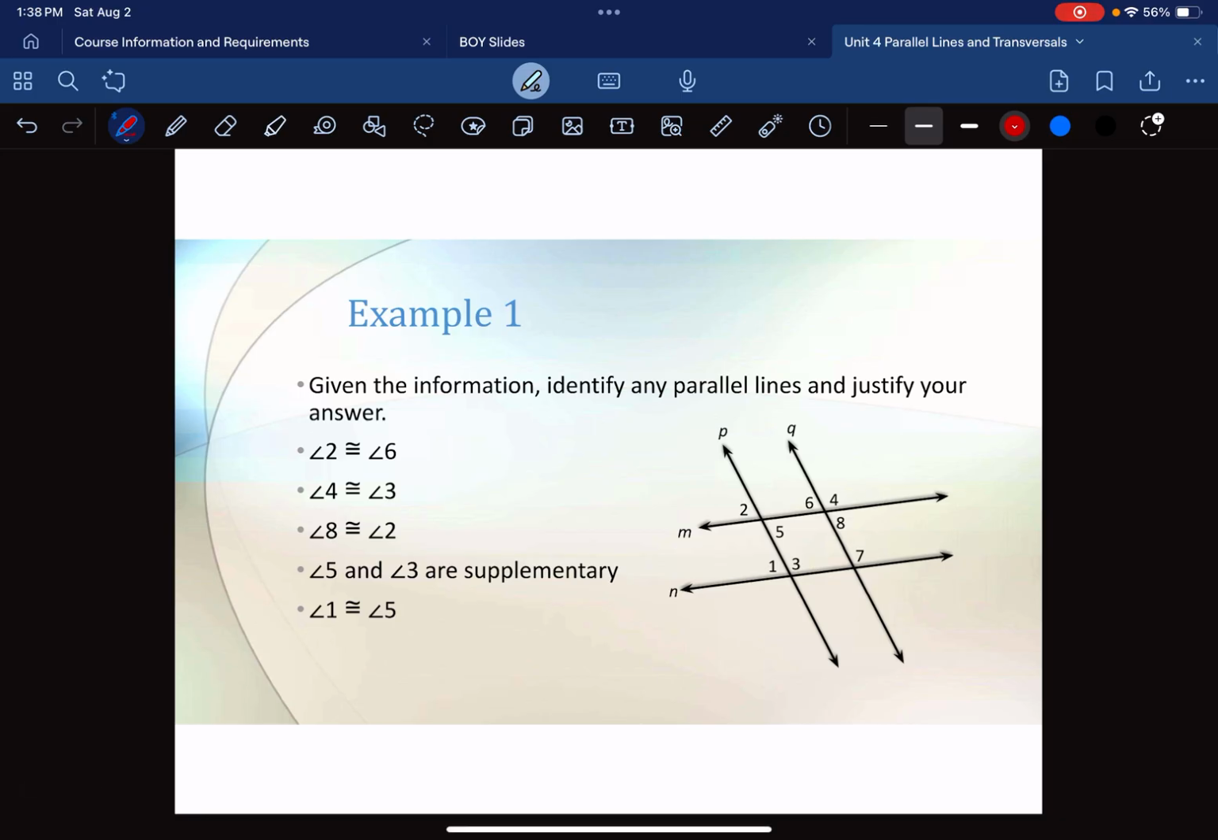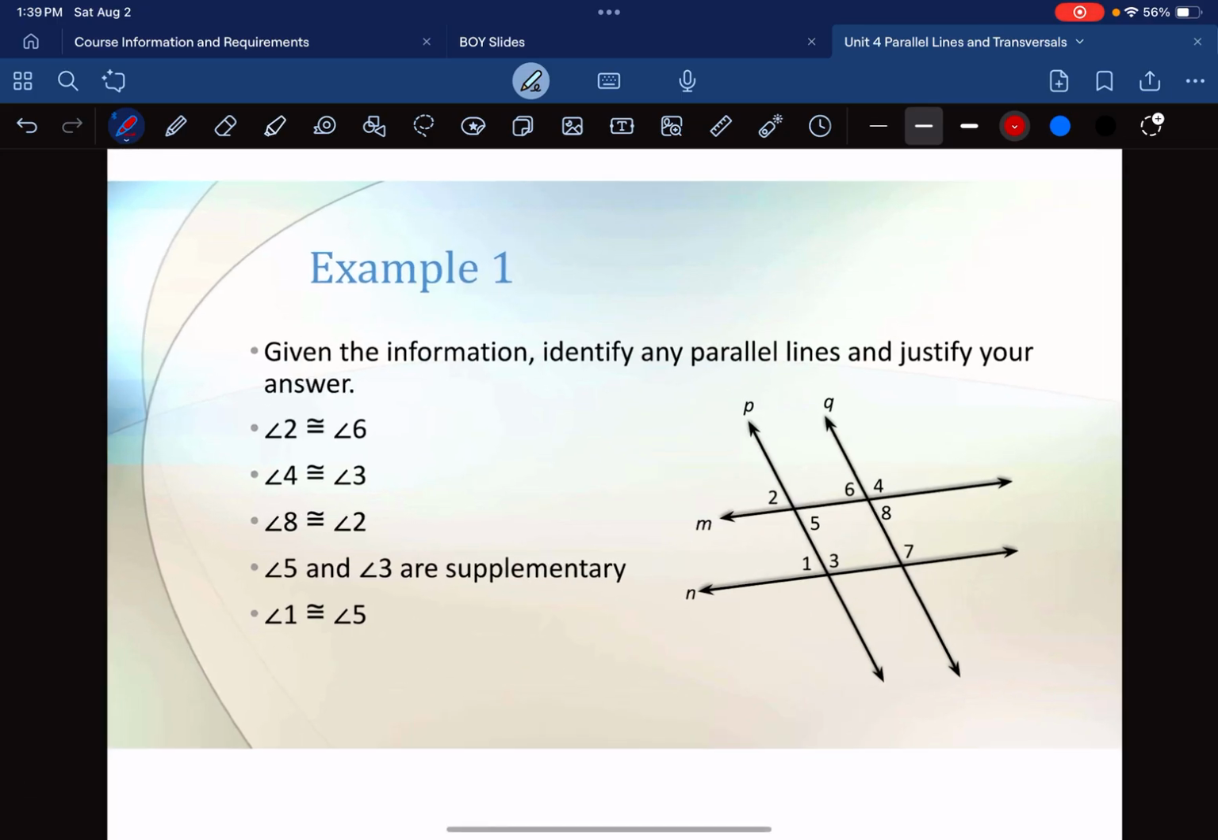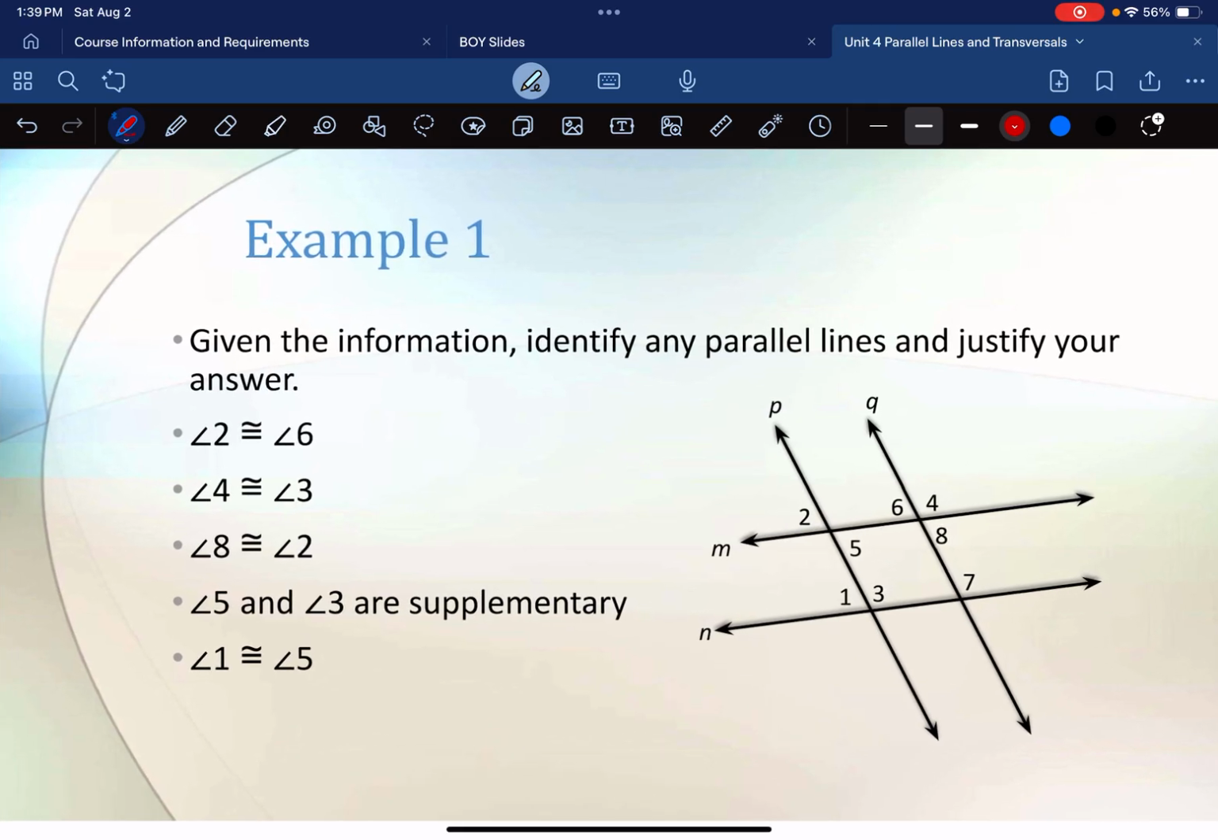So given the bulleted information about the angle pairs, identify any parallel lines and justify your answer. They're telling me angle 2 is congruent to angle 6. What kind of angle pair are those? They are corresponding. For these two intersections, angle 2 is the upper left-hand angle and angle 6 is the upper left-hand angle. That makes M our transversal, and therefore P is parallel to Q, and the reason is the corresponding angles are congruent.